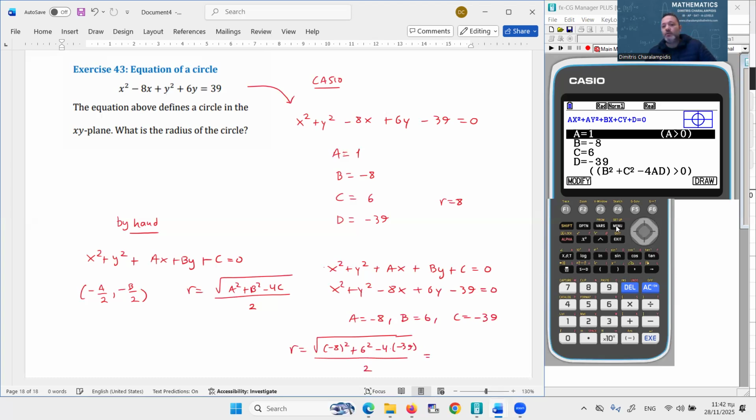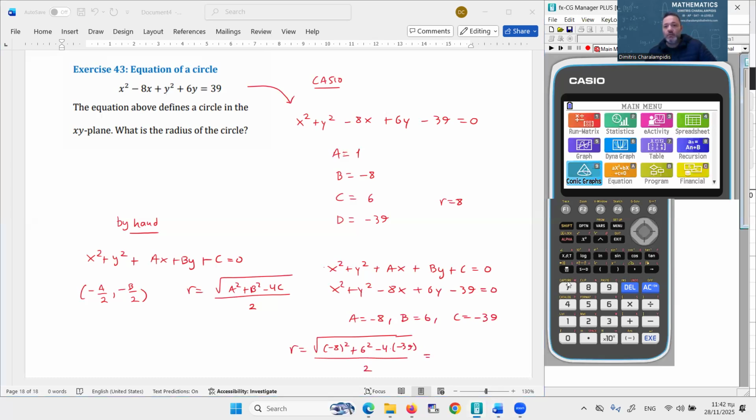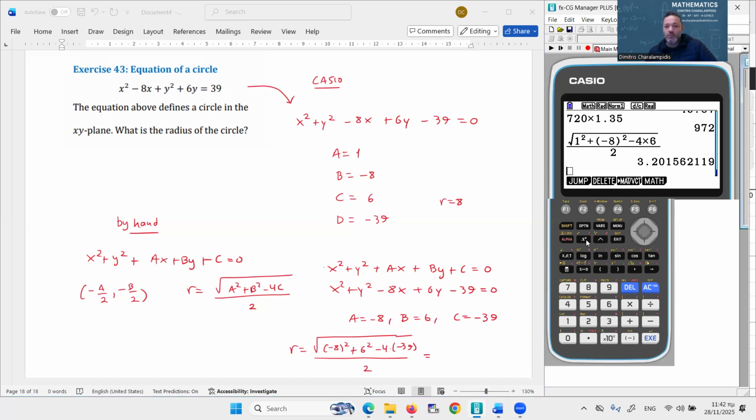Now, I'm going to use any calculator. Square root of -8 squared is 64, plus 36, plus 4 times 39, and all that over 2, which is, once again, equal to 8. So, let's recap.